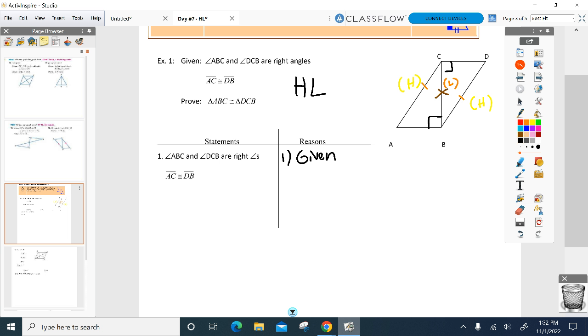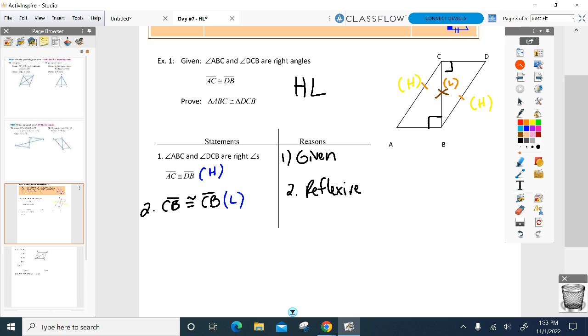I marked something 17 on my diagram that's not in the statements. 17? What did we just mark there, Riley, that I marked but didn't go in the proof? CB is congruent. Yeah, I got to put the leg in there. CB, congruent to itself, a little reflexive. All right, the H and the L have to be in there. I got the H in the givens. Riley just gave me the L right here.